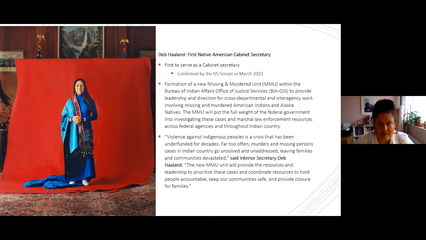Deb Haaland, she's the first Native American cabinet secretary, a very proud figure for many people throughout Indian country. She is the first Native to serve as cabinet secretary. She was confirmed in March 2021, and she's established the formation of a new Missing and Murdered Unit, or MMU, within the Bureau of Indian Affairs, which is similar to the Not Invisible Act, which we talked about before, to kind of provide that leadership and direction for cross-departmental and interagency work.